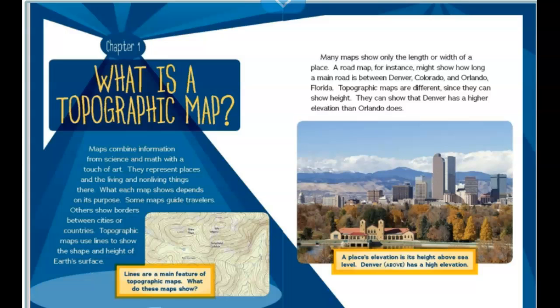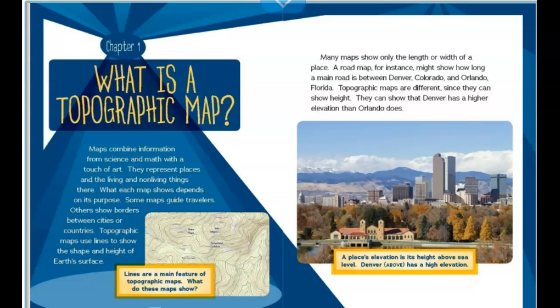That's our focus. Maps combine information from science and math with a touch of art. They represent places and living and non-living things there. What each map shows depends on its purpose. Some maps guide travelers, others show borders between cities or countries. Topographical maps use the lines to show the shape and height of the Earth's surface. So lines are the main feature of a topographical map.